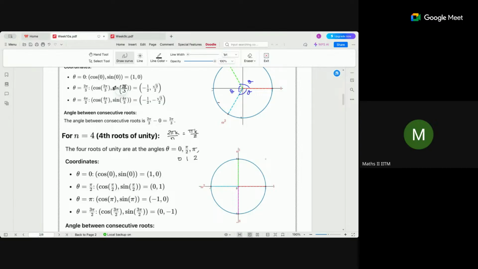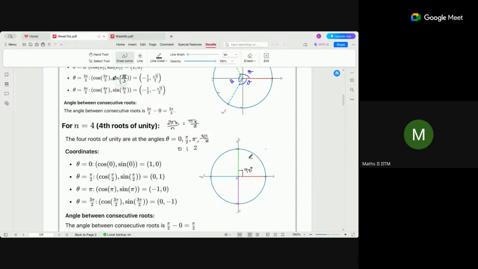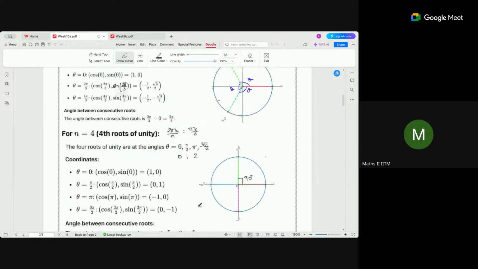What is the next angle here for k equal to 3? Just substitute k equal to 3. What is the next angle? 3 pi by 2, right? So it is 3 pi by 2. So in every case, the angle is 90 degree here. Okay, and the coordinates are given like this: (1, 0), (0, 1), (-1, 0) and (0, -1). So these are the coordinates. Okay, so here the angle between any two consecutive roots is pi by 2, 90 degree.